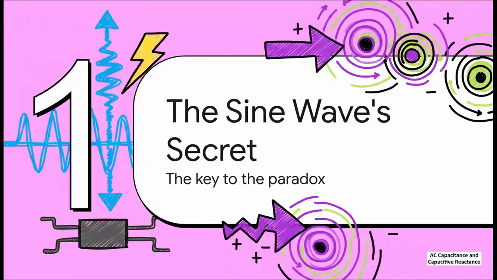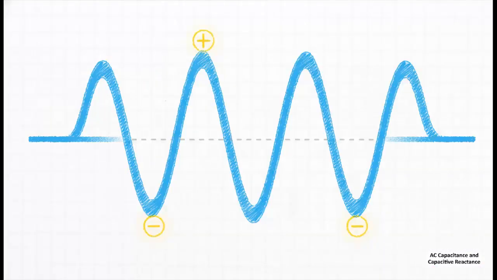Now, the first big clue to solving this mystery isn't hiding inside the capacitor. Nope. It's all about the very nature of alternating current itself. This is the sine wave's secret. You see, DC is like a steady one-way push. It's predictable. AC, on the other hand, is constantly in motion. The voltage smoothly rises to a positive peak, gracefully falls back through zero, dips down to a negative peak, and then starts that whole beautiful dance all over again. And that rhythm, that's everything.